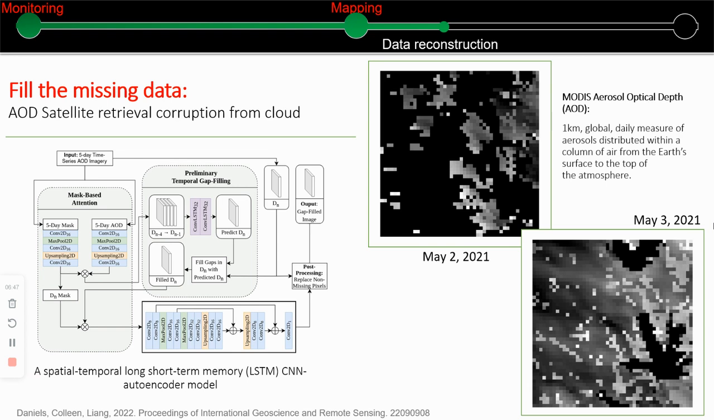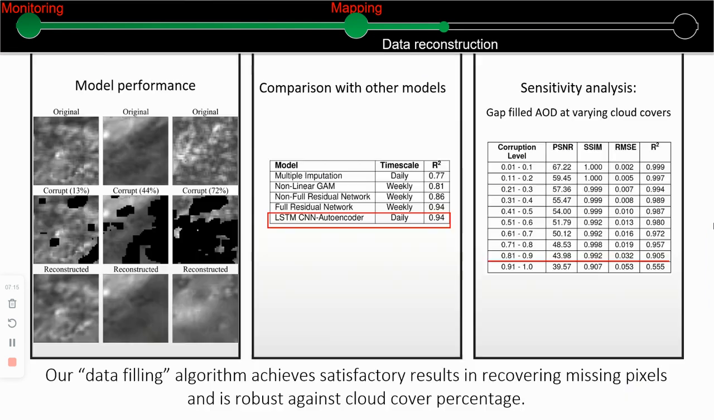The lower figures show that May 3rd is a clear sky, so we have a complete spatial representation of AOD. But the day earlier shows scattered clouds. So here Daniel and Liang have developed a machine learning approach called the spatial temporal long short-term memory CNN autoencoder model to reconstruct the missing data.